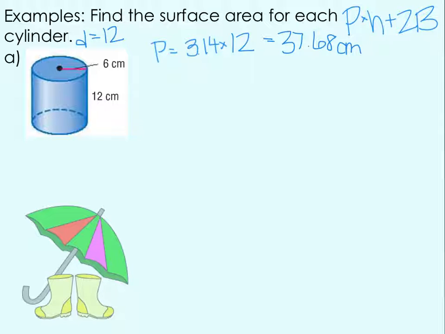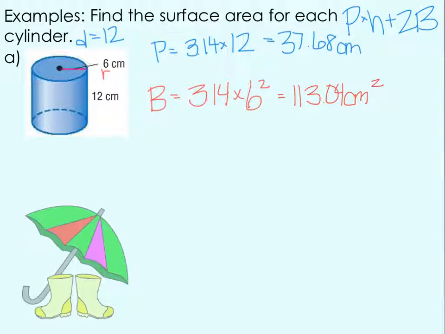Our second step is to find the area, which is our B for base. And area for a circle is 3.14 times the radius squared, which again was given to us. So times 6 squared. When you're typing this into your calculator, don't forget the squared. That was missed a lot when we did stuff before spring break. Equals, that area is 113.04. And again, it's area, so it's centimeters squared.